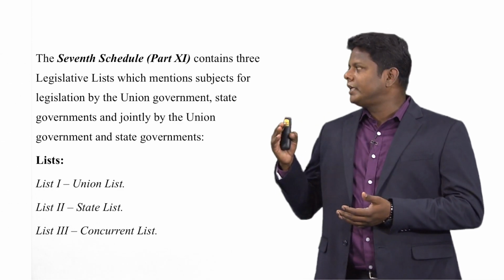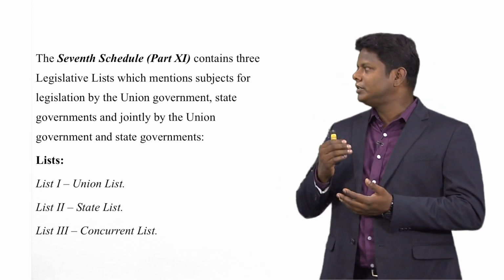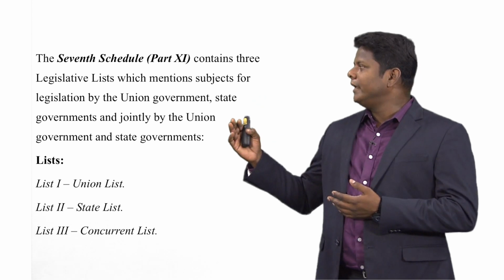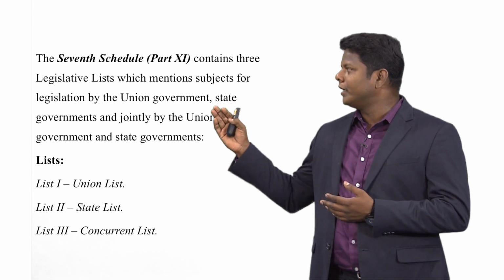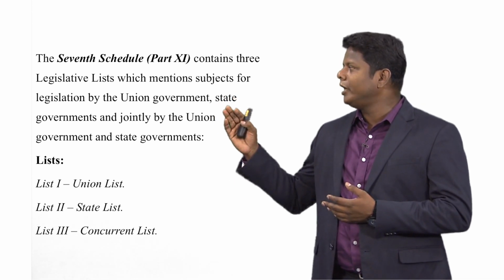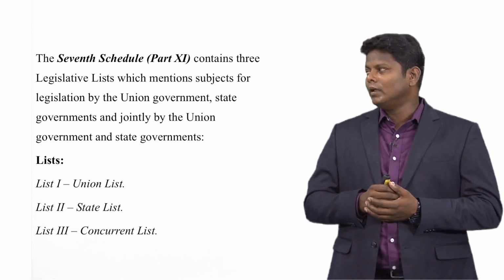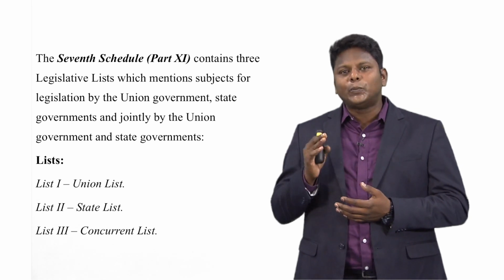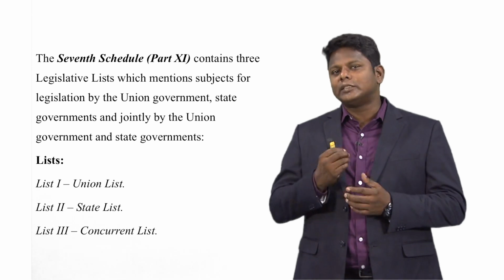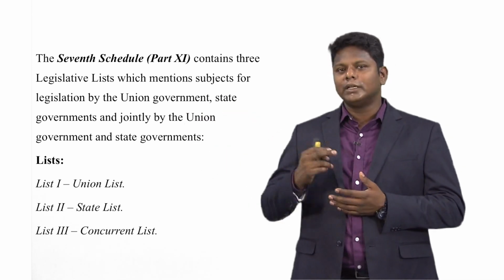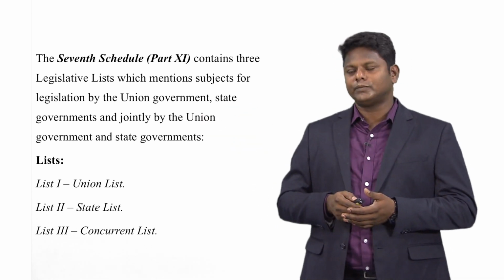The 7th schedule, part 11 of our Indian Constitution tells about the 3 legislative lists which mention subjects for legislation by the union government, the state government, and jointly by the union government and the state government. This part 11 explains these 3 things: list 1, list 2, list 3. List 1 is the union list, list 2 is the state list, list 3 is the concurrent list.